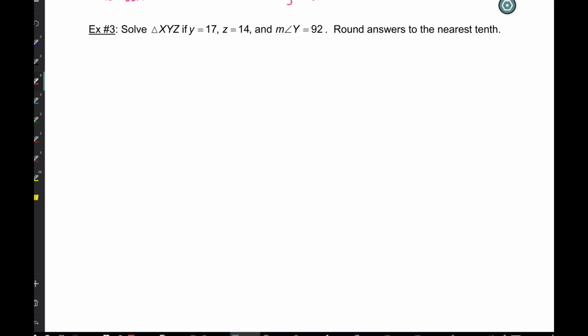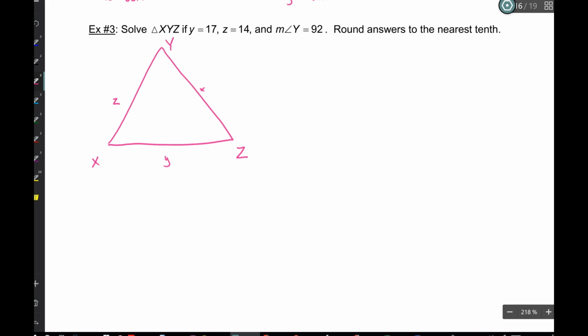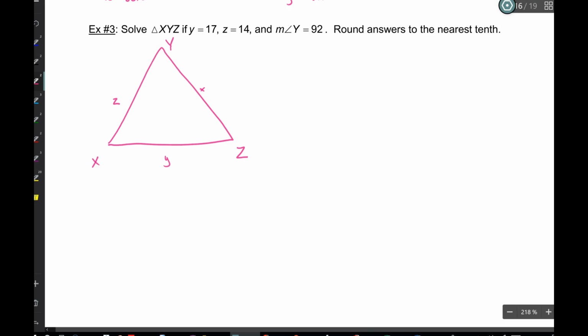Okay, I think this is the last one, right? Okay, solve triangle XYZ. So again, we don't know what kind of triangle. So often we'll just draw it out, label the opposite sides with the lowercase letters, and then label what we have. So we know y is 17, that's side y. Z is 14, and the measure of angle y is 92. So actually this is an obtuse triangle.